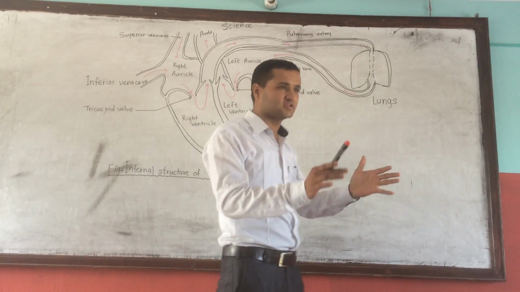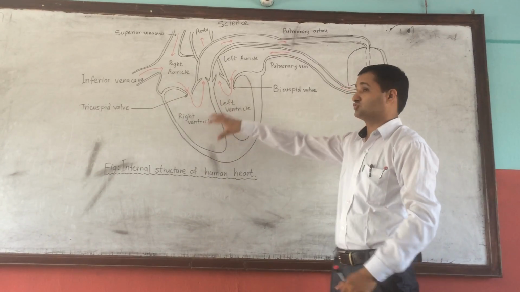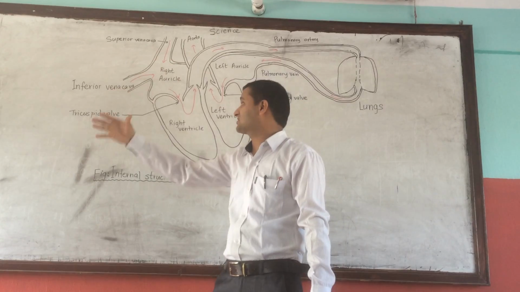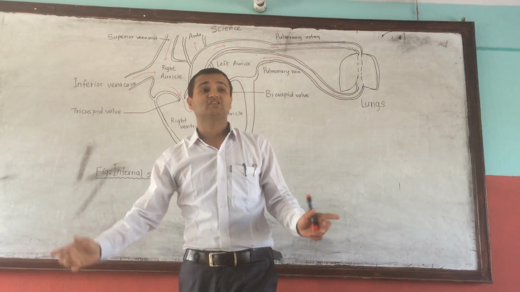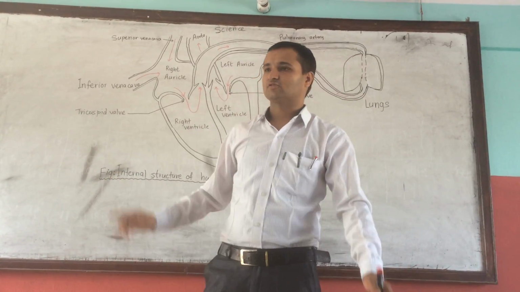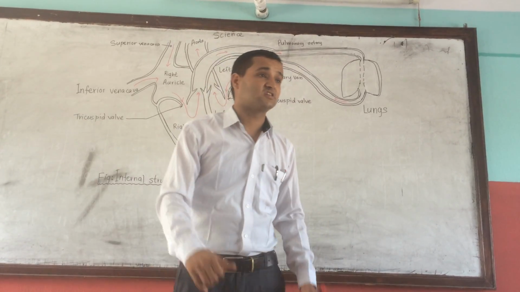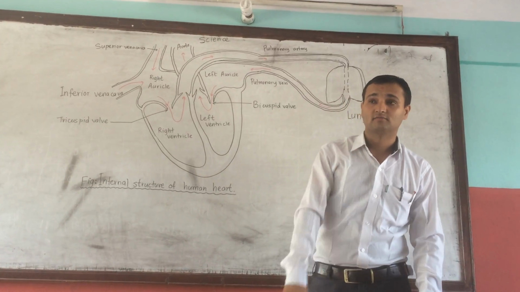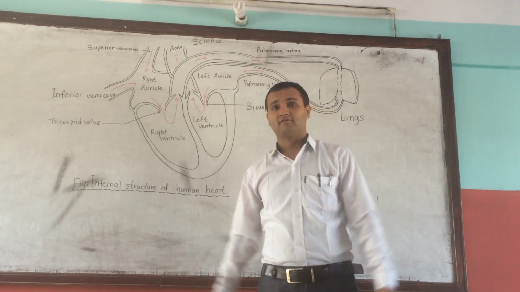Whereas the circulation of blood from the human heart to all parts of the body and from all parts of the body back to the human heart is known as systemic circulation. So this is all about the circulatory system of blood in human beings. Do you follow? Yes, sir. Understood? Yes, sir. Very good.